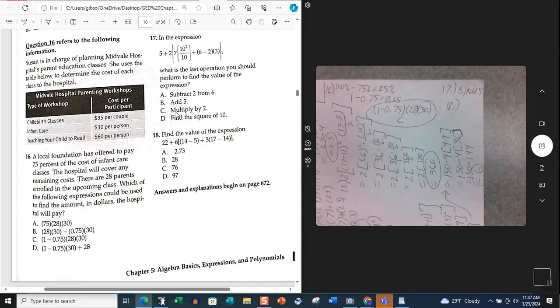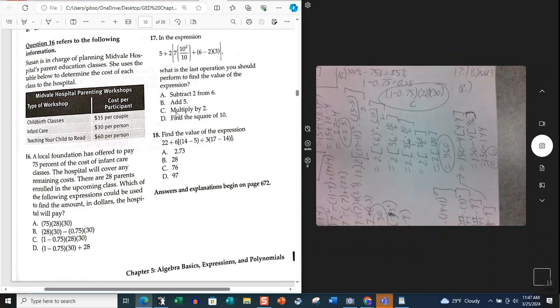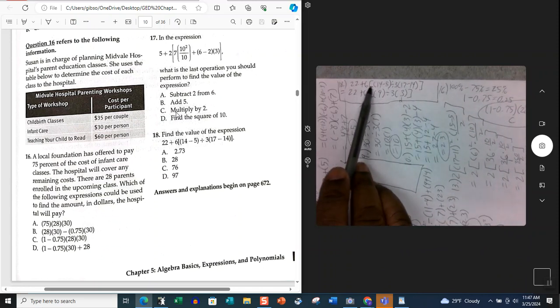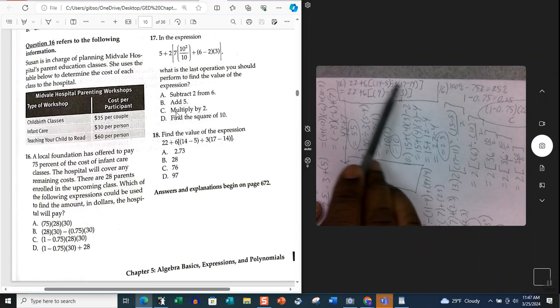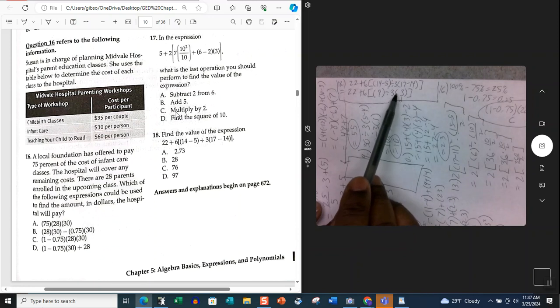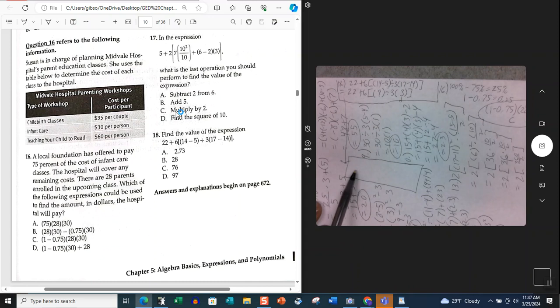Now, I'm going to take this answer and bring it down so we can finish this up. Sorry about that, I had this all out of the camera. This is what we were doing here: 22 plus 6, 14 minus 5 is 9, 17 minus 14 is 3. And we're still doing inside the bracket. I'm moving it down here to finish this problem off.